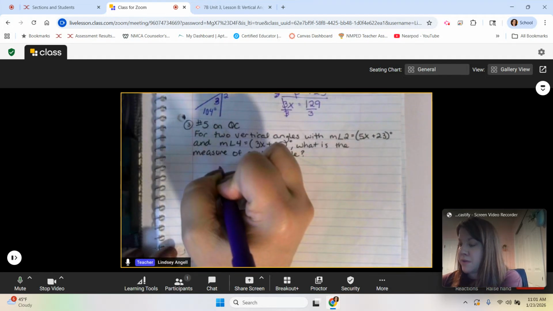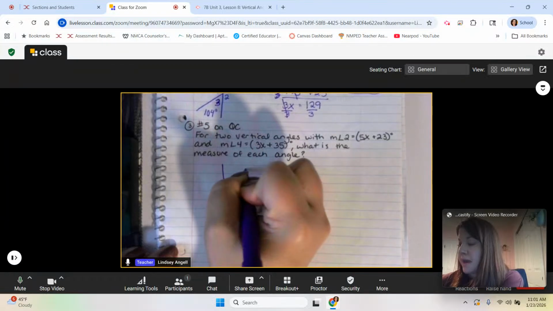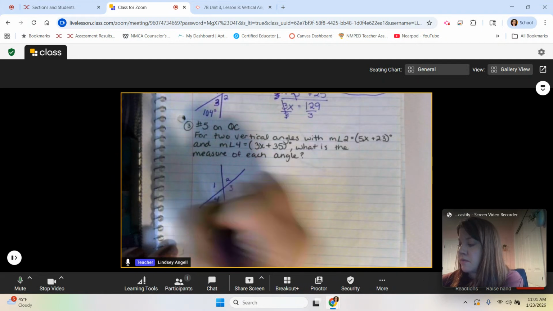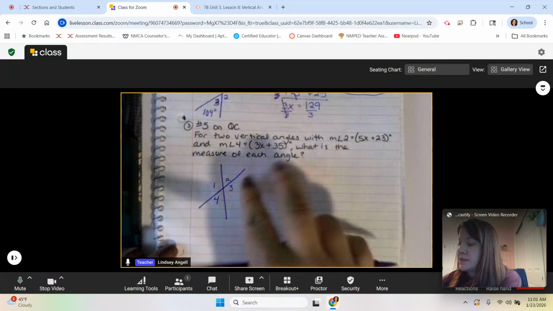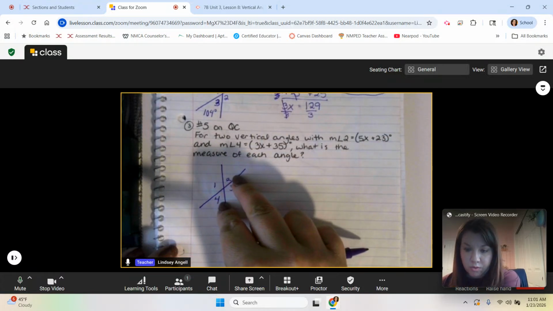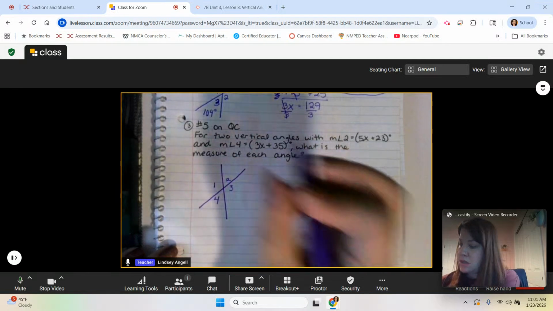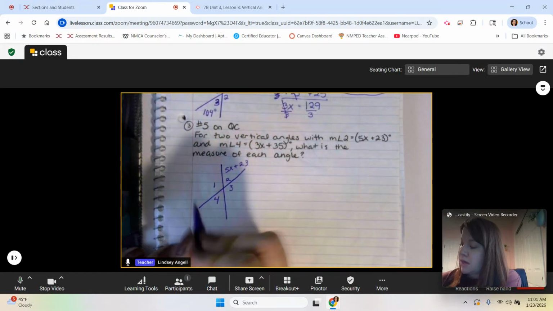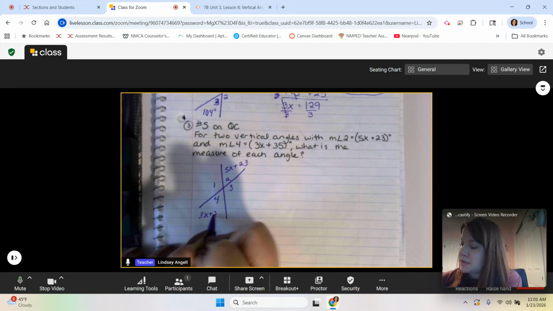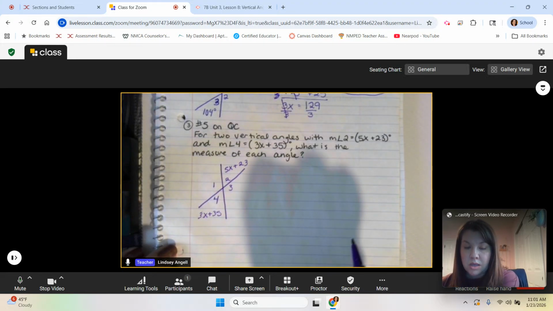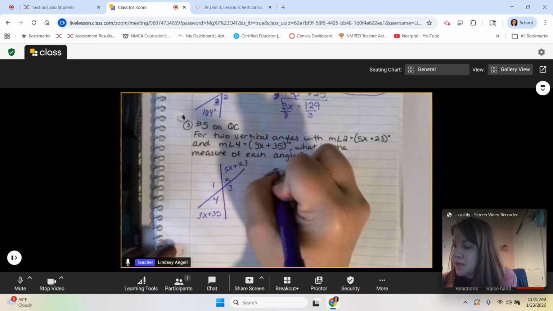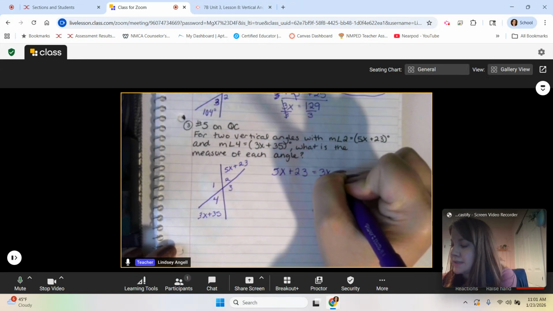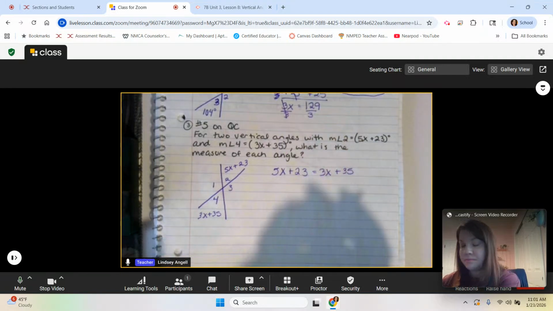Okay, so there's quite a few things in here. Well, if they're vertical pairs, that means they're opposite of each other. So we could have 1, 2, 3, 4. Okay, so 2 and 4 are opposite. They're vertical. They're also equal to each other. So angle 2 is 5x plus 23, and angle 4 is 3x plus 35. But equation-wise, we can set them equal. 5x plus 23 equals 3x plus 35.